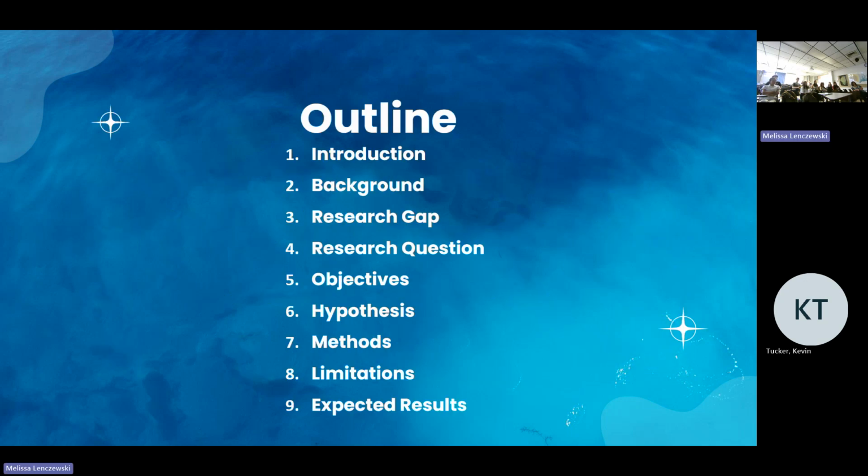So, an outline: I'll have a brief introduction and background on tire wear particles, identify the research gap and the question that I had, and address the gap. And then my objectives, hypothesis, methods, as well as limitations and expected results.